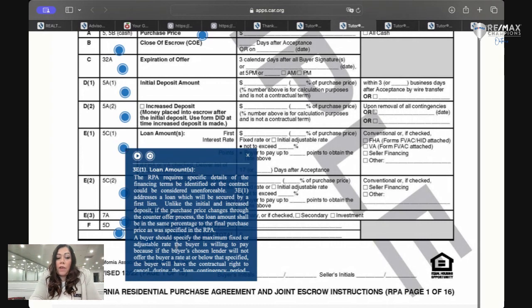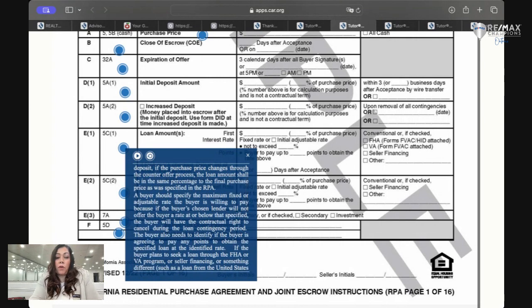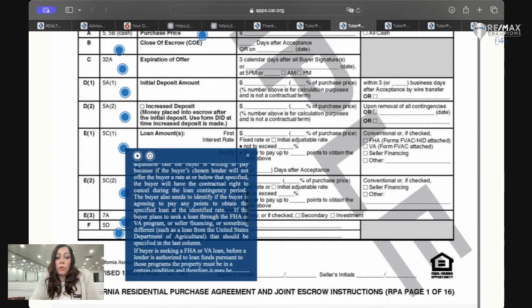A buyer should specify the maximum amount for a fixed or adjustable rate that the buyer is willing to pay, because if the buyer's chosen lender will not offer the buyer a rate at or below that specified price, the buyer will have the contractual right to cancel during the loan contingency period. The buyer also needs to identify if the buyer is agreeing to pay any points to obtain the specified loan at the identified rate. If the buyer plans to seek a loan through the FHA or VA program, or seller financing, or some other different type of loan, that should be specified in this column.